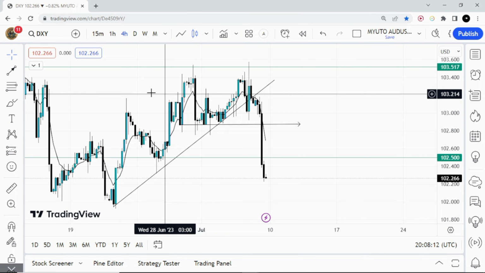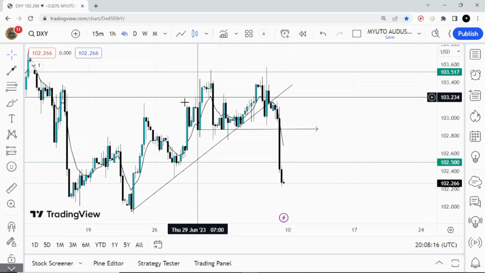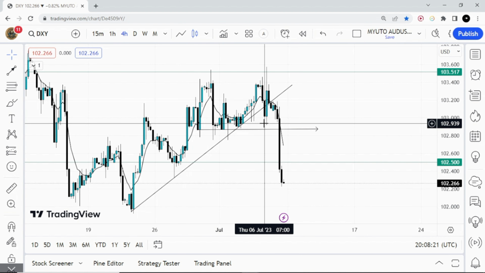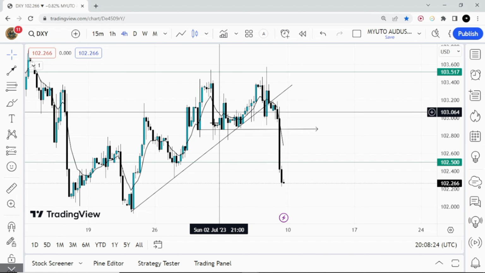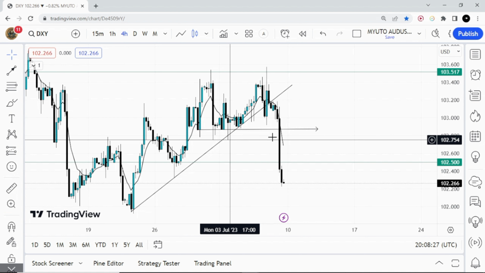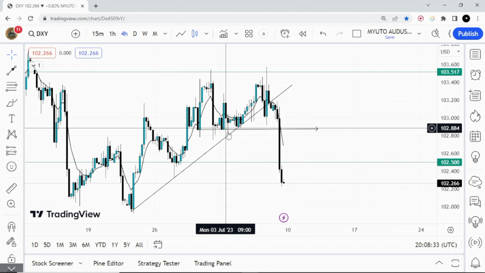For the dollar index, we had a very huge fall to the downside, as you can see. Okay. In the previous analysis video, we were around this level here, and I was expecting price to come find support at 102.80. Which we eventually did.